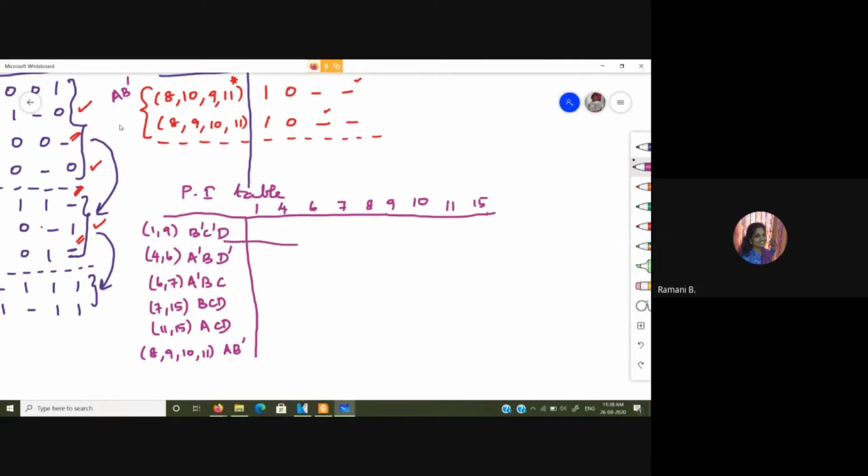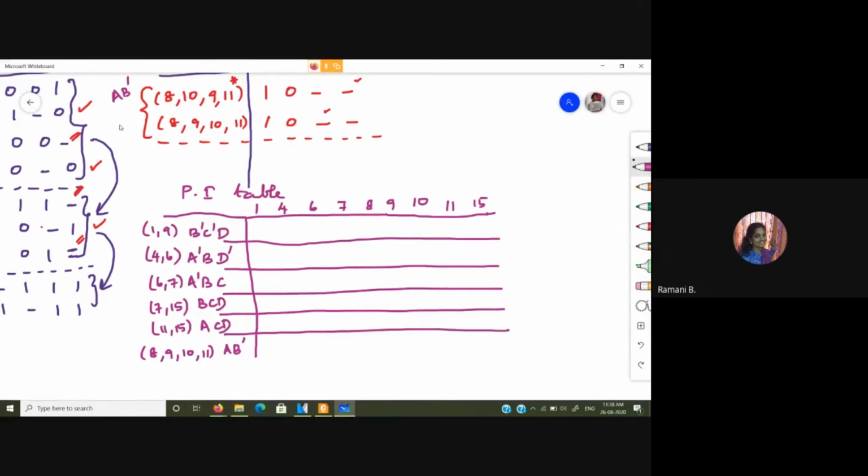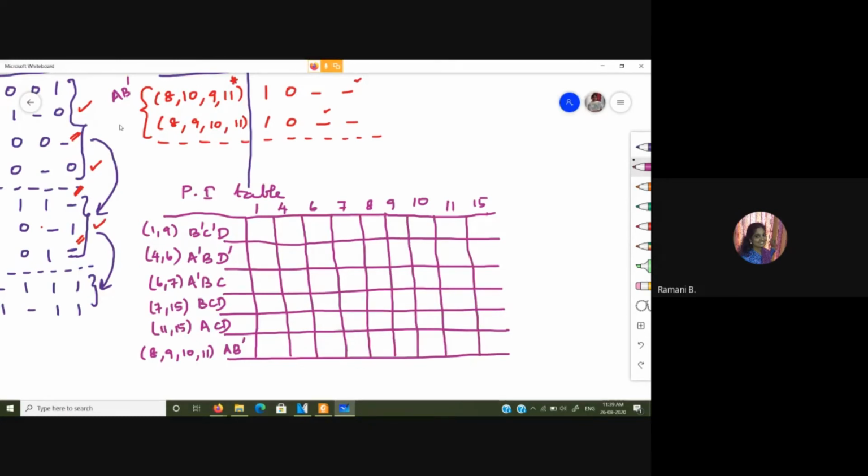So now again, the same way, we need to mark X marks for the minterms. I am drawing all these lines just for easy viewing. It is not mandatory to draw the lines, but if you feel comfortable with drawing the lines, you draw it. Otherwise that's not necessary. It's only up to you. You should not get confused. That is what matters. Okay, so now we are to mark the X marks. So here 1 and 9.